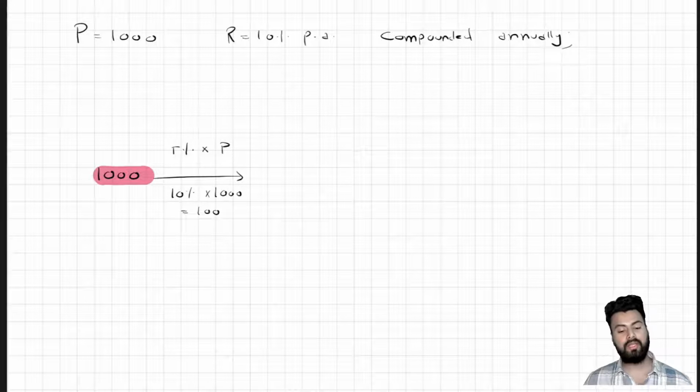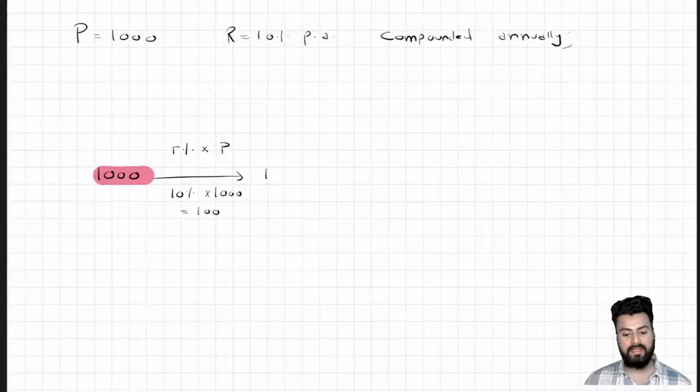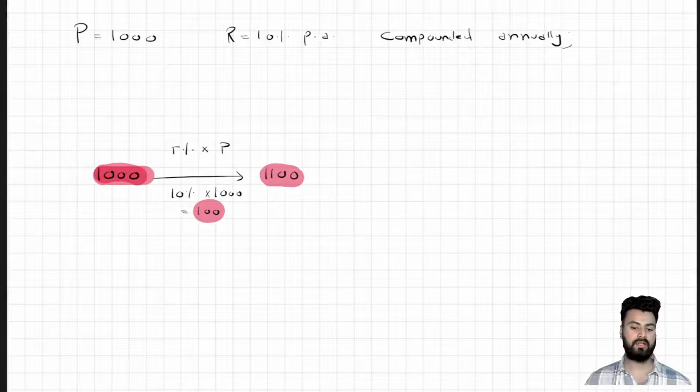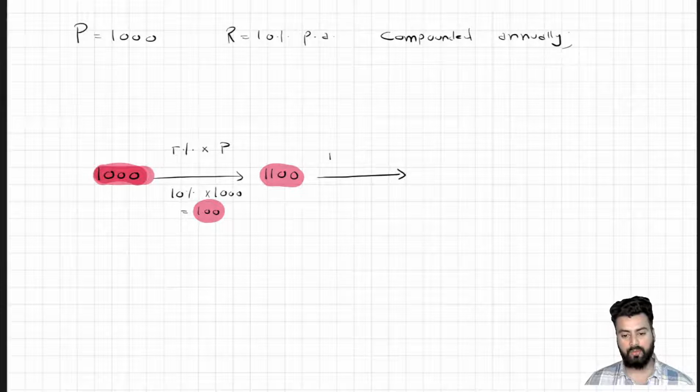So what will be the amount at the end of 1 year? It will be 1100. The interest, 100, plus the principal will give you the value of the amount. Now again, for the next year, I have to calculate R percent of the principal.